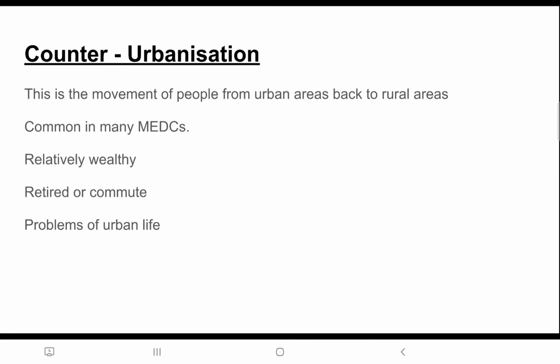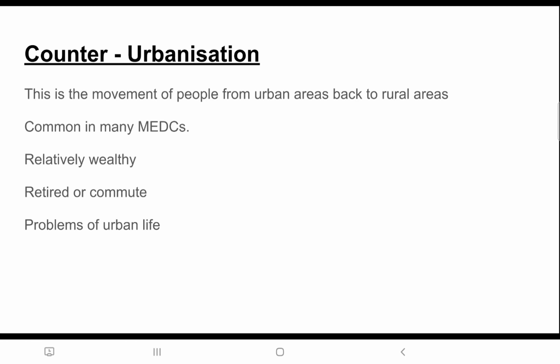Many of those who have moved are relatively wealthy. They've either retired or they can now commute. So they've either finished work and have savings, or they have good transport, so they can commute from the rural to the urban areas.